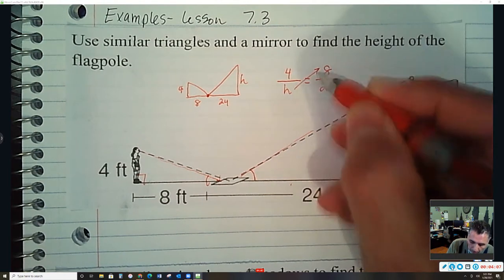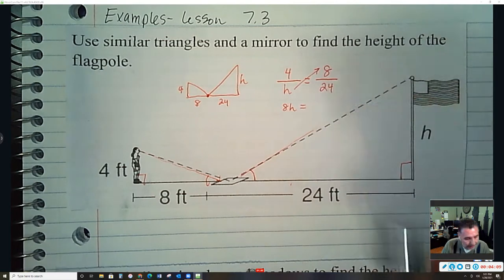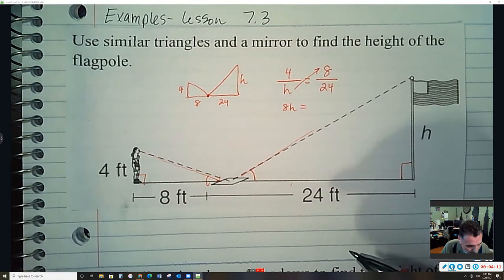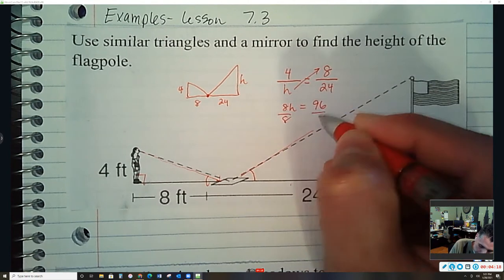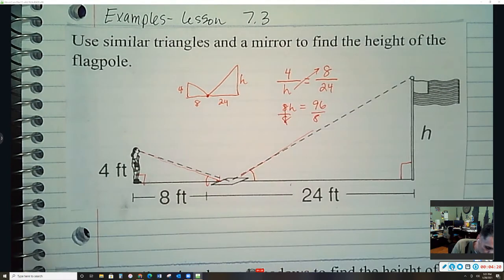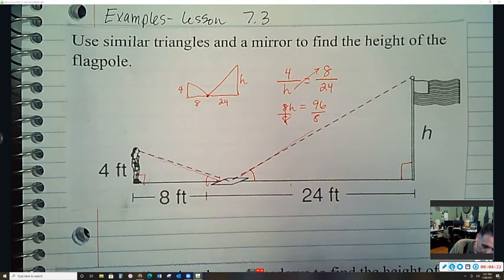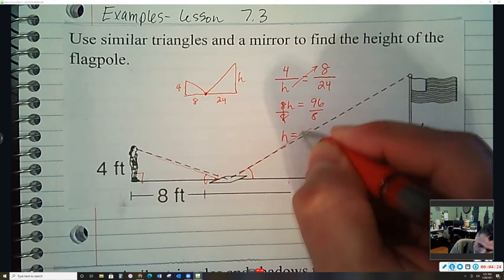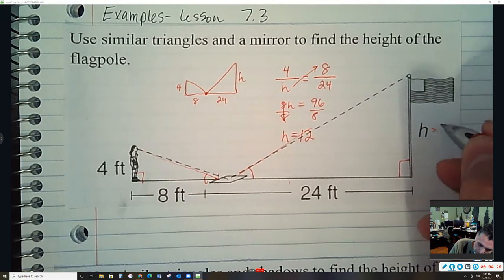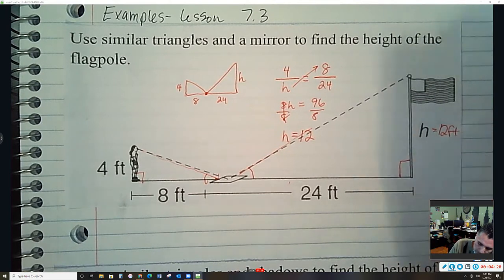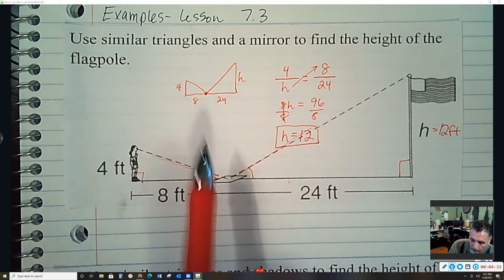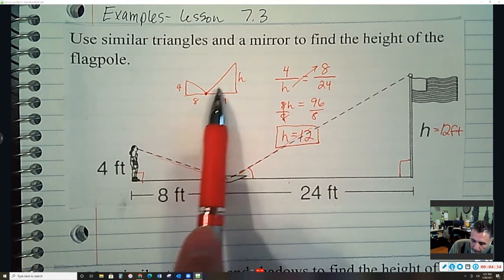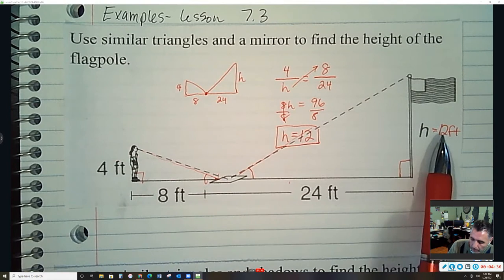Cross multiply: 8 times h equals 24 times 4. Divide by 8, divide by 8, and then you get the height is equal to 12. So I know that would be 12 feet. Now if you want, just write in the diagram here. Okay. And then your answer.